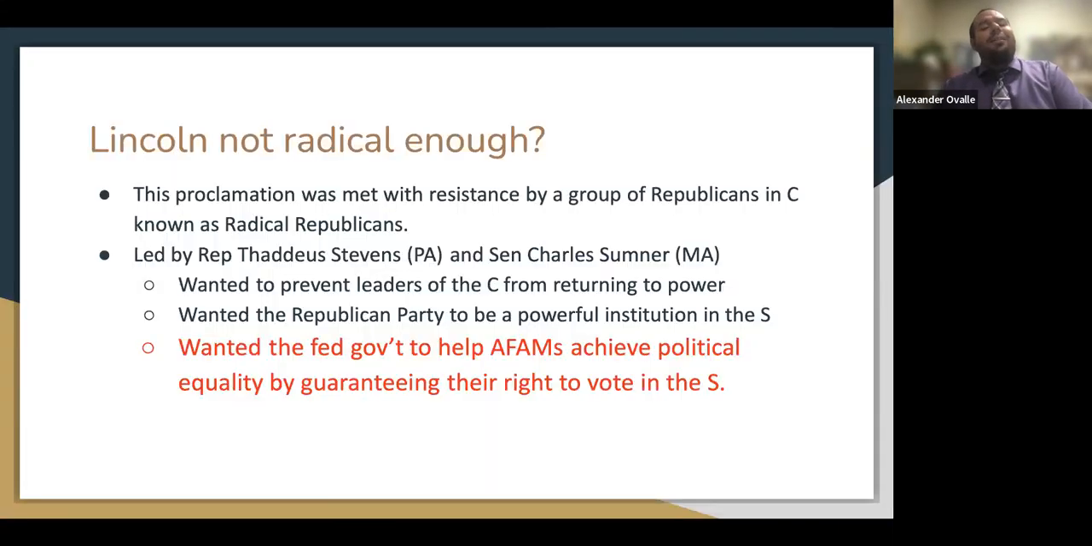But Lincoln was resisted by a group of Republicans in Congress known as the Radical Republicans, led by Thaddeus Stevens and Charles Sumner, of Pennsylvania and Massachusetts. They wanted to prevent leaders from the Confederacy from returning to power, period. They wanted the Republican Party to be a powerful institution in the South, and they wanted the federal government to help African Americans achieve political equality by guaranteeing their right to vote in the South. Now, that sounds like a great deal. Lincoln didn't say that, though.